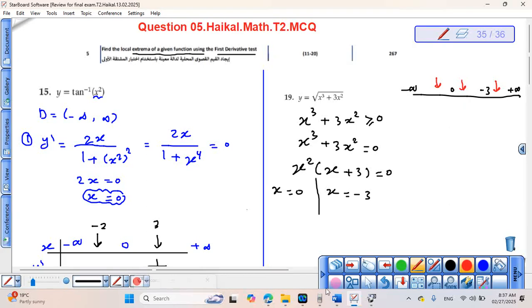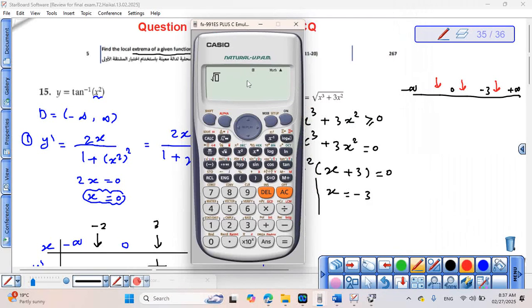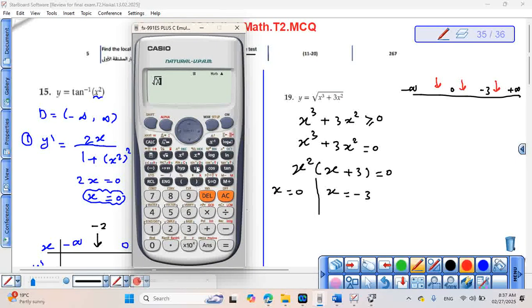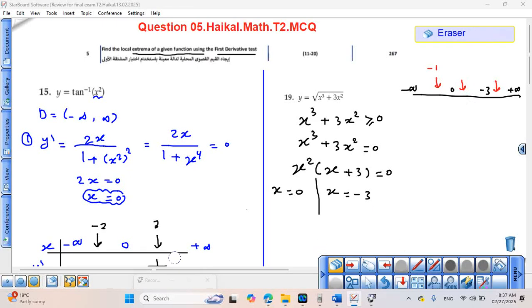We can write the expression in your calculator here. This is the radical of x to the power 3 plus 3x squared. Then we can select here -1. Sorry for this mistake.